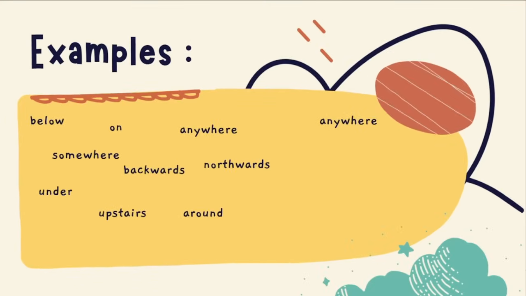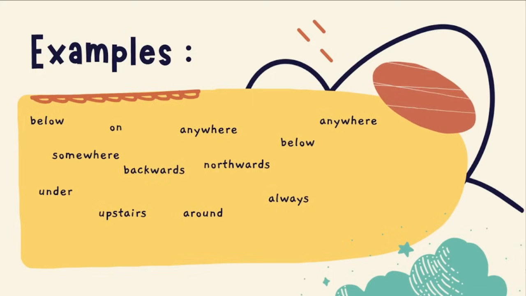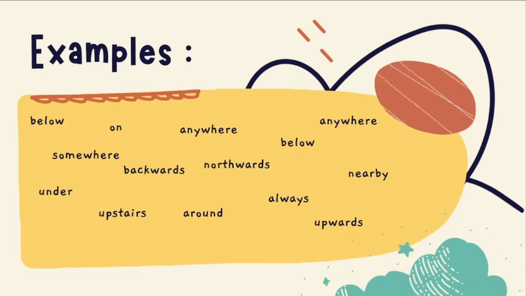For example, these are the words for the adverb of place, like below, somewhere, on, under, backwards, upstairs, anywhere, northwards, around, always. We have also here the words below, anywhere, upwards, and nearby.